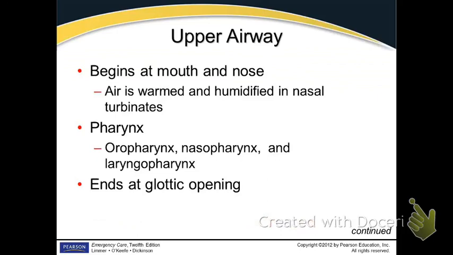This stuff here is just review from the other day, the upper airway. That's why I gave you that bigger handout that I promised, so you can see the bits and pieces of the upper airway. The upper airway begins at the mouth and the nose. Remember the nasal airway or the oral airway. In the nose, the air is warmed and humidified because it's dry, through the nasal turbinates. Because adults are nose breathers. So it's warmed and humidified through the nasal turbinates.